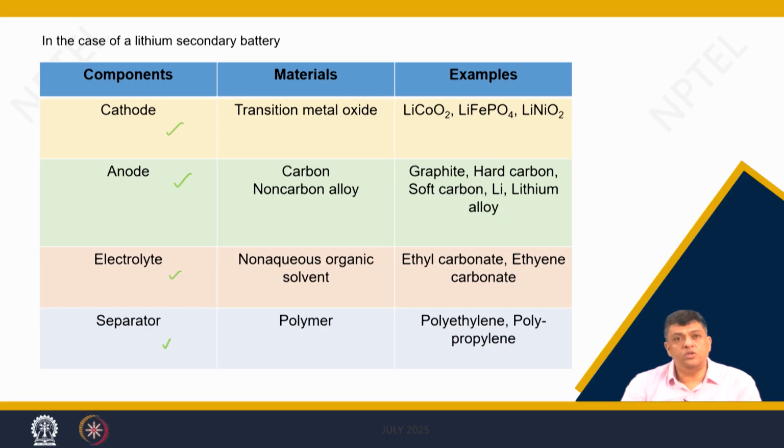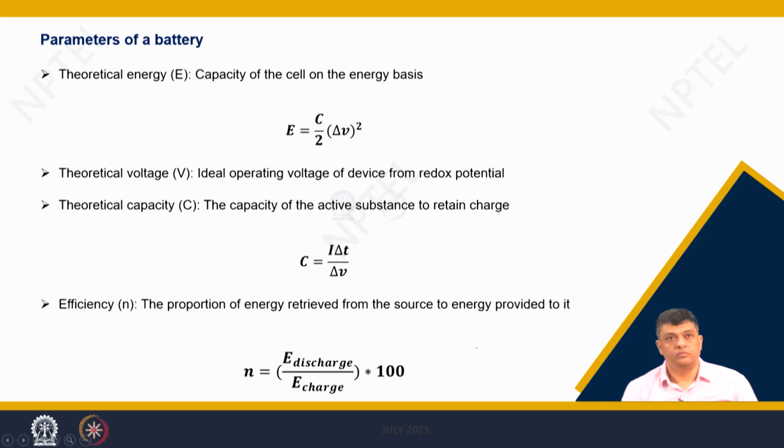Some of the commonly used materials for cathodes are lithium cobalt oxide, lithium iron phosphate, lithium nickel oxide, or lithium nickel manganese cobalt oxide, and so on and so forth. You have different types of carbon and nanocarbon alloys which are being used as anode materials. You have various electrolytes, and similarly you have various separators.